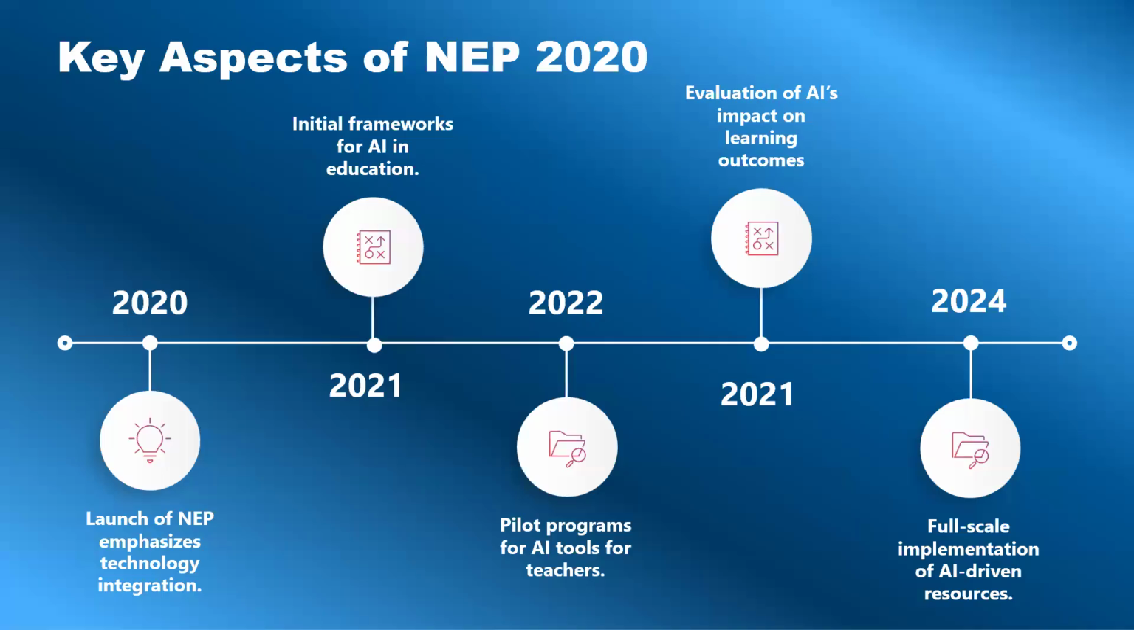What are the key aspects which drive the NEP 2020? Along with this, this is the historical pathway which we need to always keep in our mind. In the year 2020, we launched the NEP with emphasis on technology integration through chapters 23 and 24. In 2021, we had initial frameworks for AI in education. In 2022, a few pilot programs for AI tools for teachers were promulgated, and we need to understand those. Certain teachers were selected and trained, and we got the outputs of it. And in 2023, it was the evaluation of AI's impact on the learning outcome. This is also studied because these are the key four areas where we have to understand.